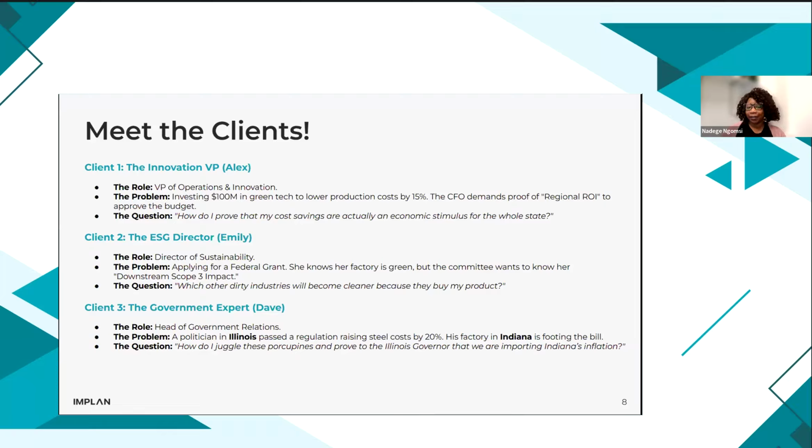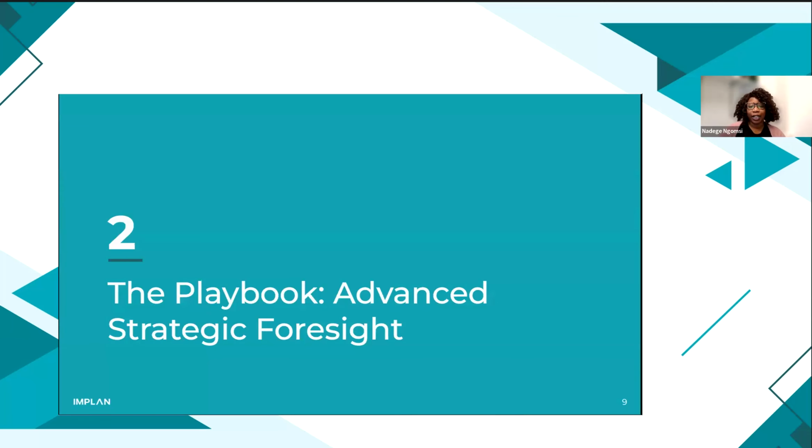And then we have Dave in Indiana. Dave is a government expert, and he needs to prove that a provincial tariff on steel imposed by Canada will not only affect Illinois, but it will also have spillover effects in Indiana. Okay, now that we're going to go over each client's problems, we're going to see how we can solve these complex client circumstances using forward linkages.